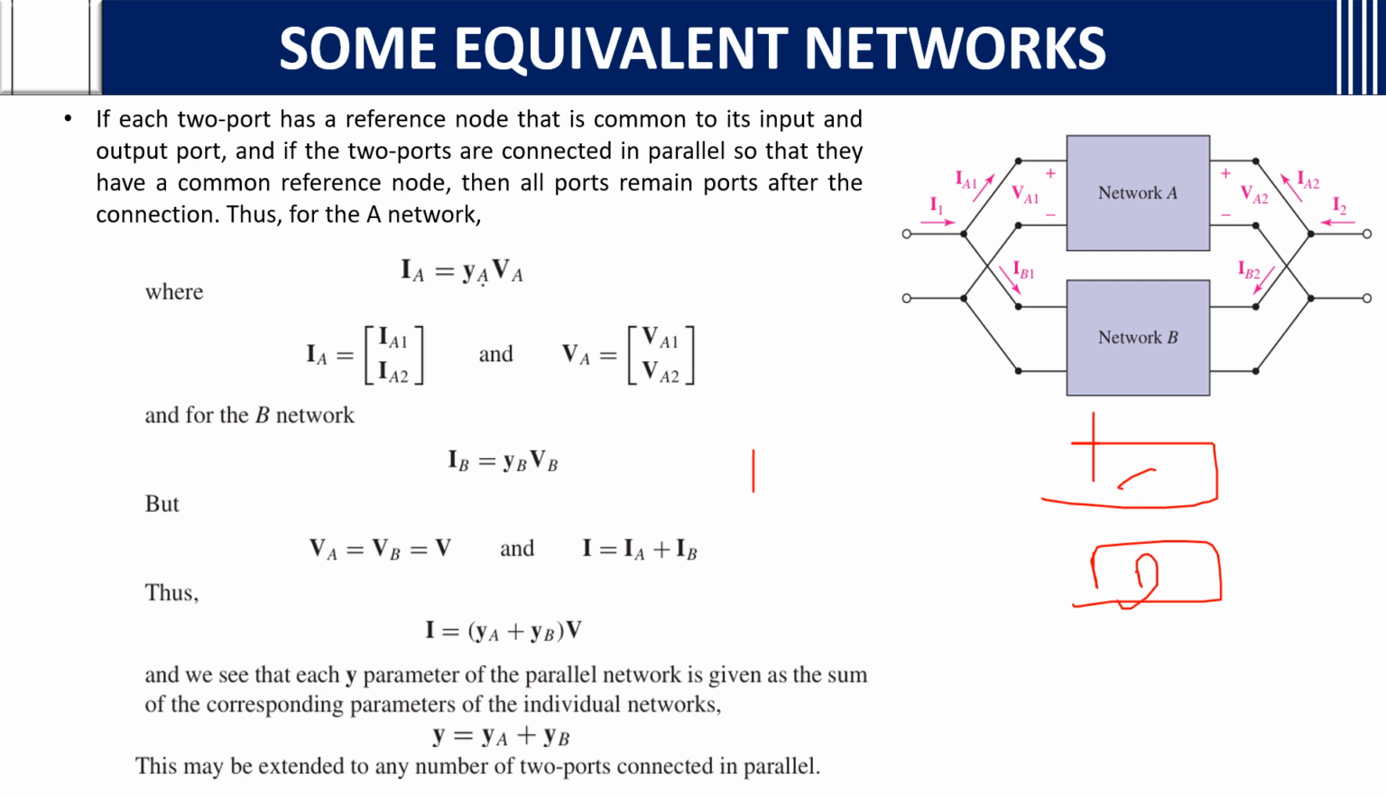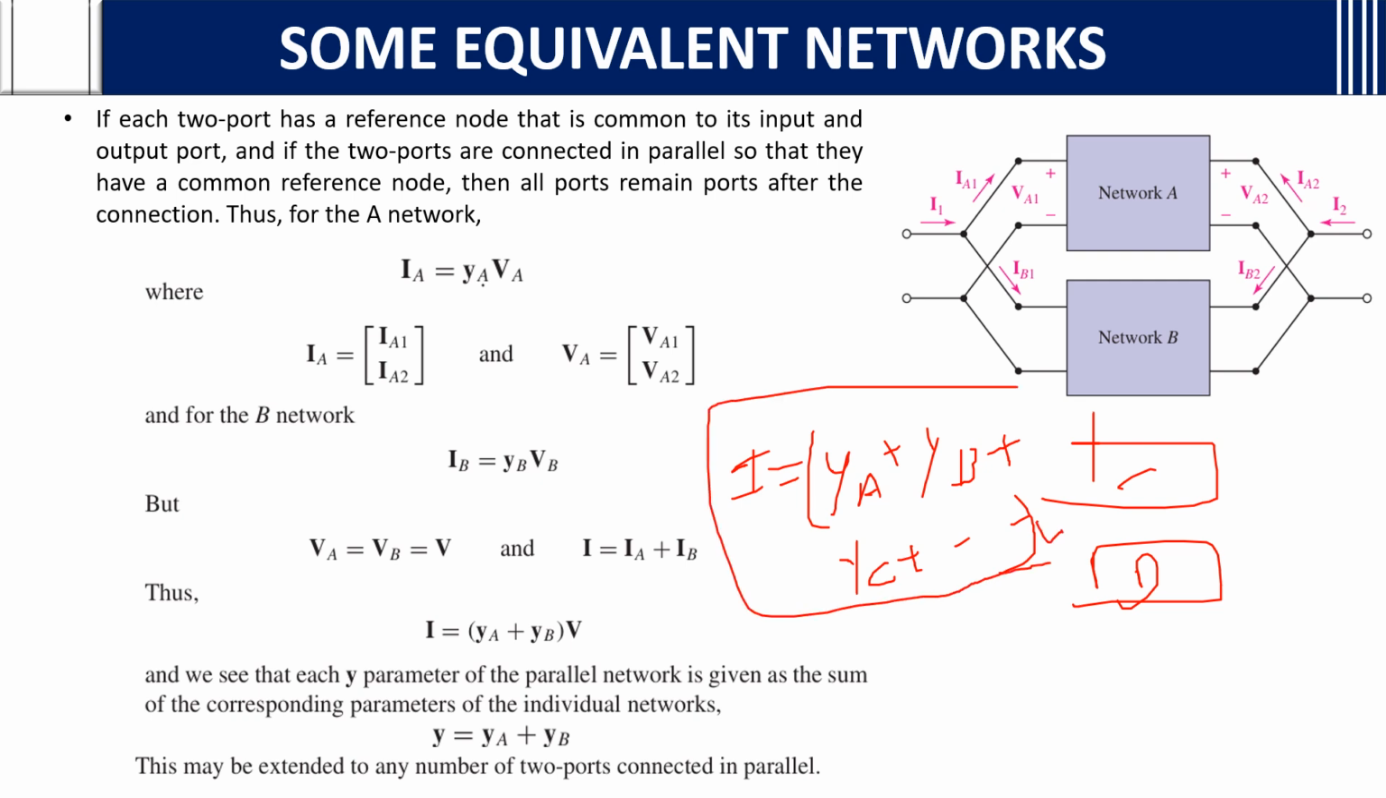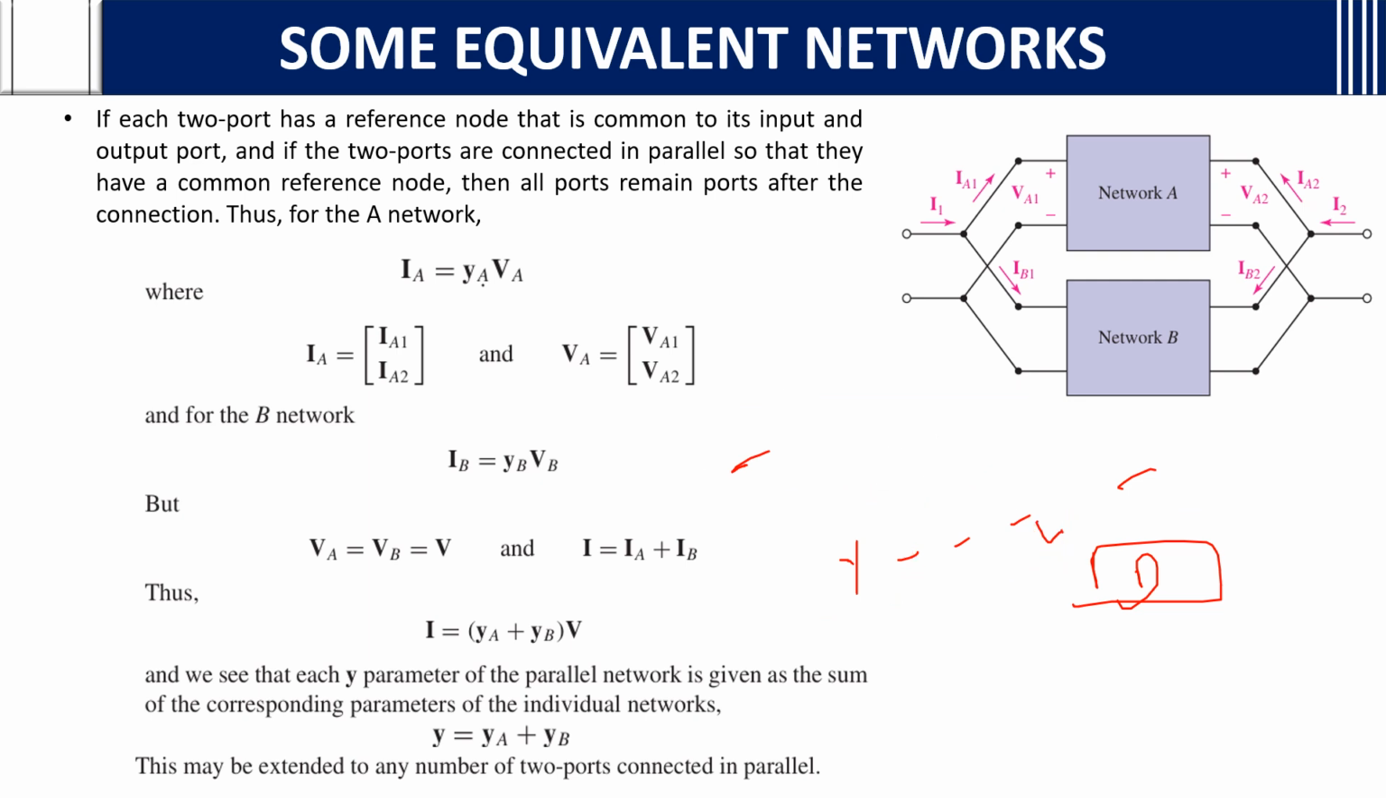So I equals YA plus YB plus YC plus so on, into V. However many networks are in parallel, we can write it this way. So any number of networks can be connected in parallel. This is the procedure we are going to follow.